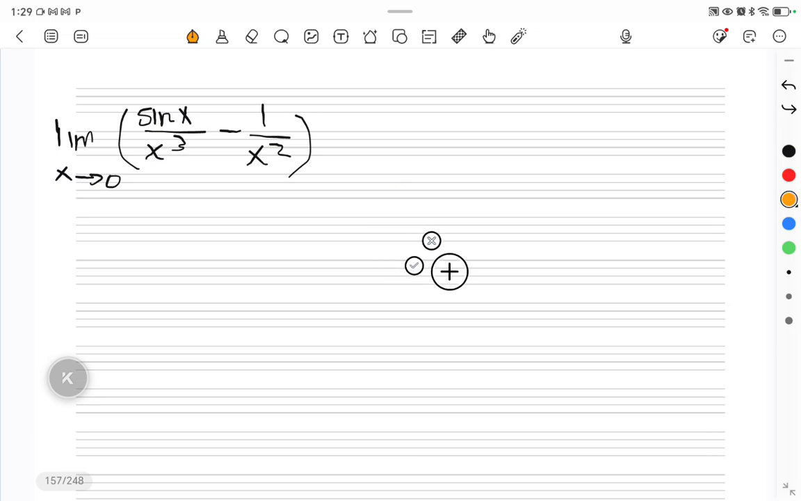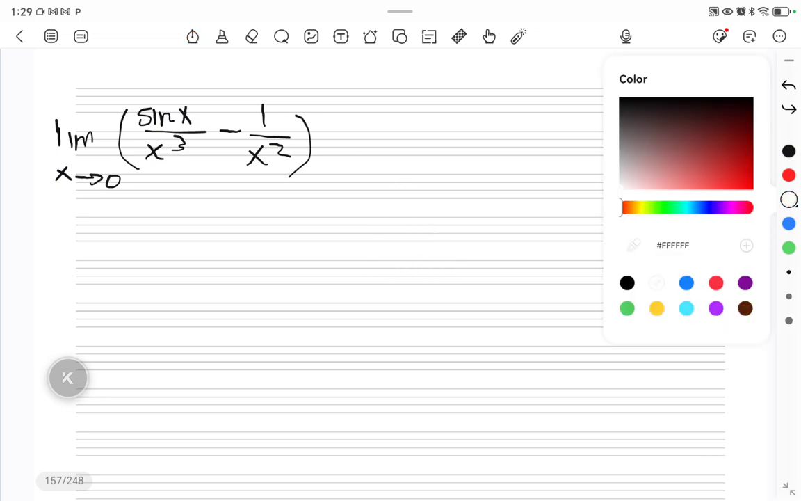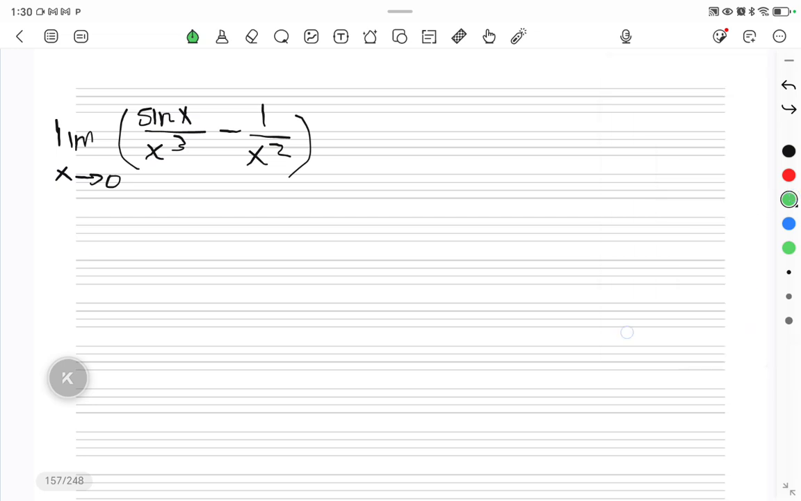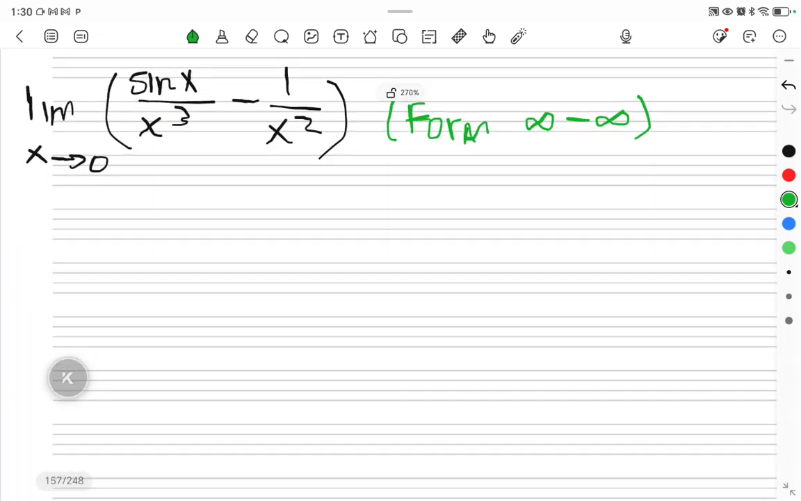when we check the form of this, if I substitute 0, that's going to be 0 over 0, so there will be infinity, minus this side is also infinity. You see, right? So when we check, we find that this is infinity minus infinity. That is the form. So we must do something.